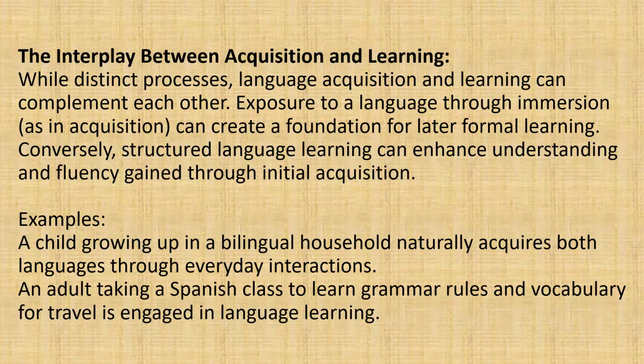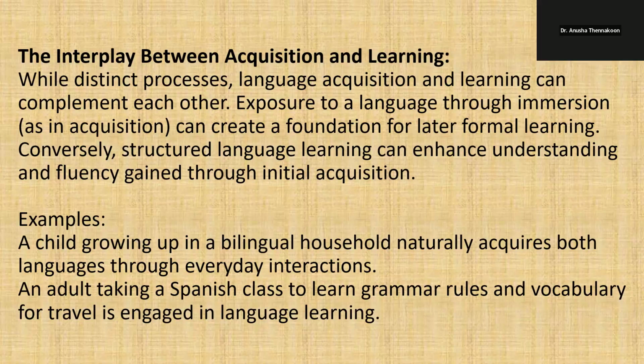So that's very simple. Exposure to another language may turn towards learning that language later. Okay, it happens sometimes accidentally. We are getting a type of exposure to a language, and because of that exposure, we start learning that language. Conversely, structured language learning can enhance understanding and fluency. So sometimes when we learn a certain language, after learning it we can reach a level just like acquiring that language.